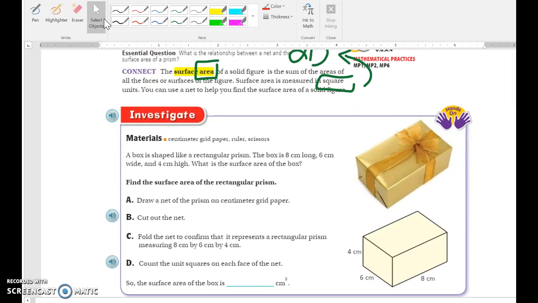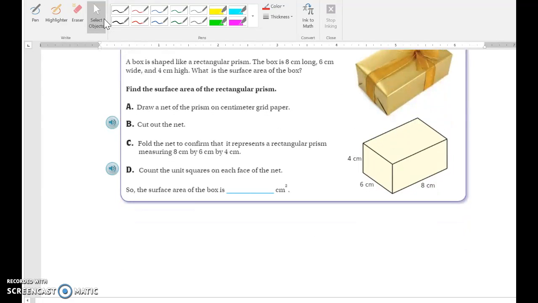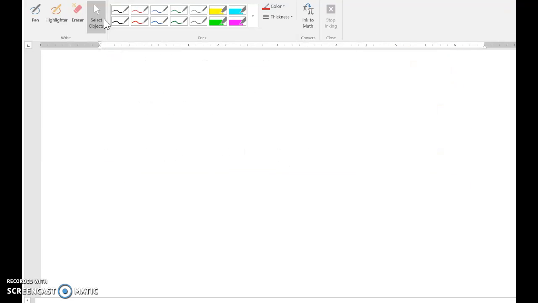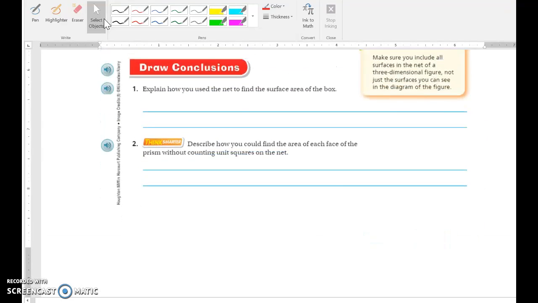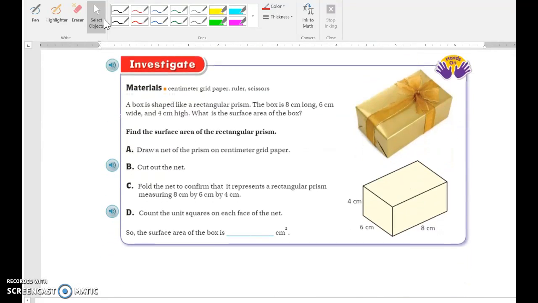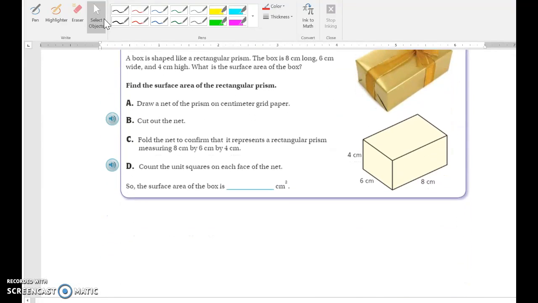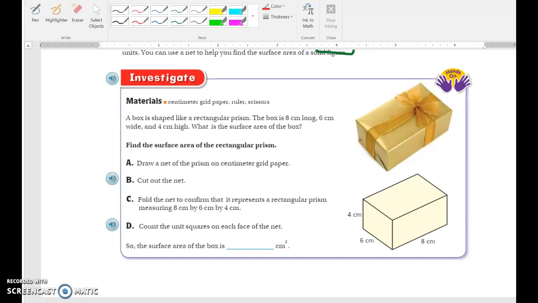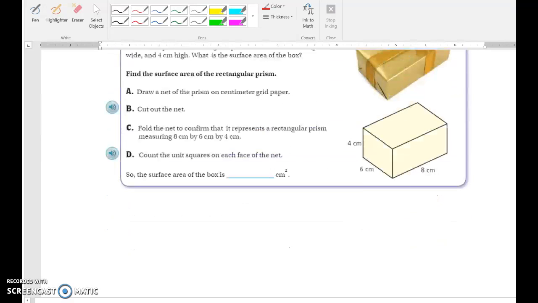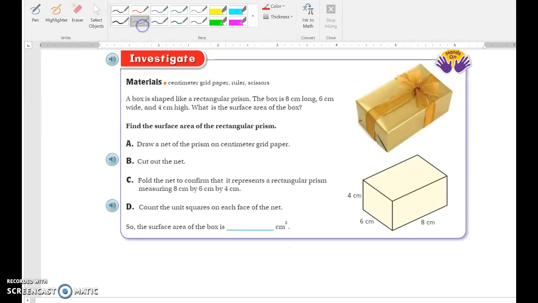So try to visualize what this rectangular prism looks like when we unfold it. It says first, draw a net on centimeter grid paper, cut out the net, fold the net, and then count the unit squares on the face of the net. So we have the dimensions of 4 by 6 by 8. This top piece is 6 by 8, and we're going to start with that when we scroll down to our grid paper.